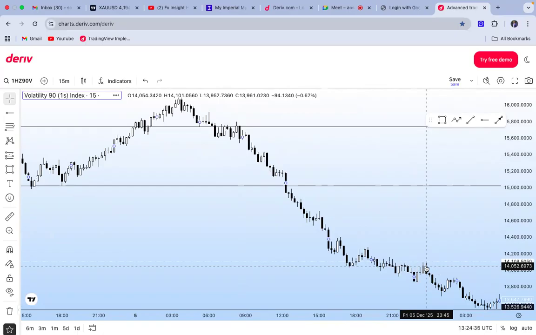So the CRT plays out a lot. It plays out on every instrument. For currency, even crypto, we use it there.